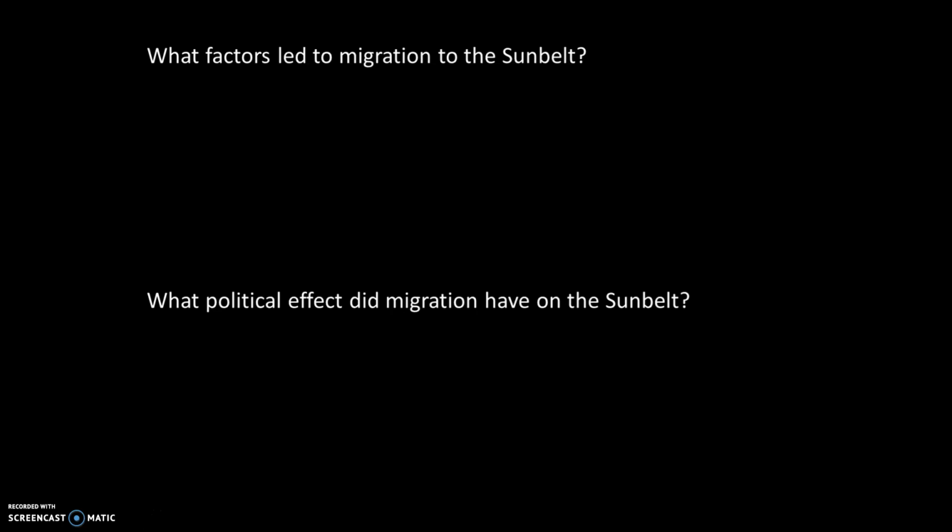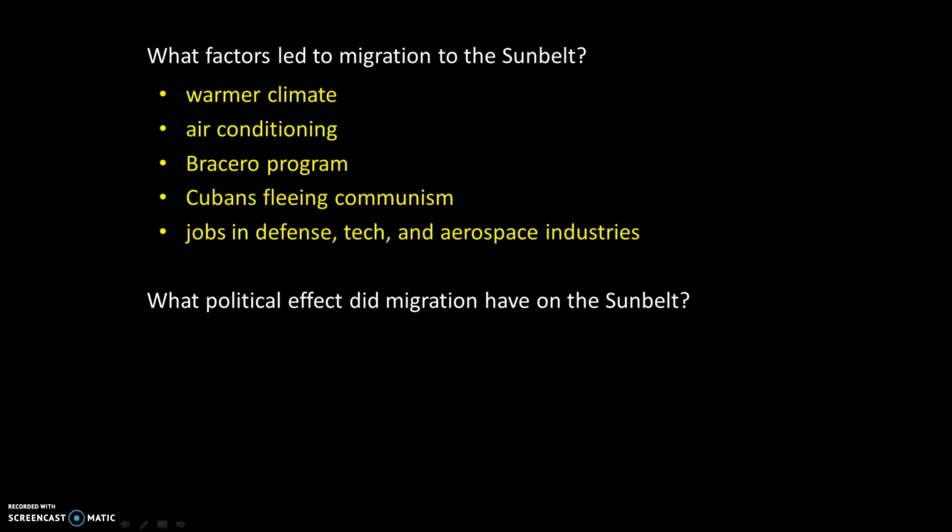Last migration we want to look at is that of the Sunbelt, which is the south and southwestern region of the country, and looking at what led to it as well as what the effects of this were. In the Sunbelt, you've got a warmer climate, although the summers can be very, very hot. So the development of window unit air conditioners is going to help people to tolerate those summers. And that attracts many people to this area.